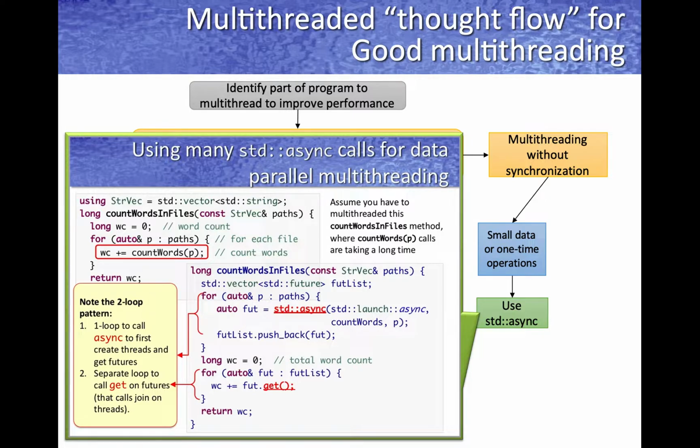If you want to use multiple asyncs, you will use a two-loop pattern where the first loop starts off all of the threads by calling multiple asyncs and stores the future from each one of those calls, and then the second loop uses the get method on the future to obtain the results once the thread has completed operations. So using std::async can make your life easier, but you would typically use it only for small data or one-time operations in a program.